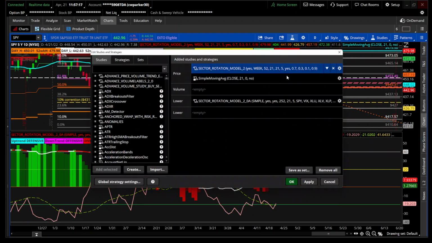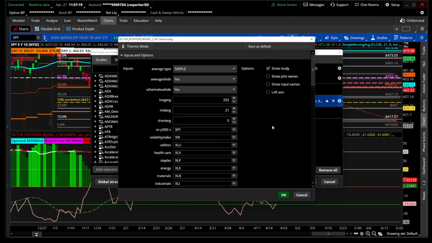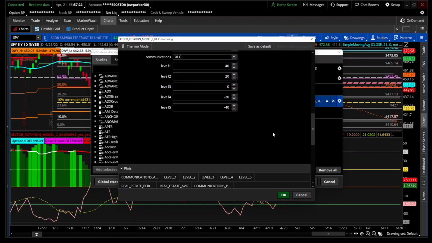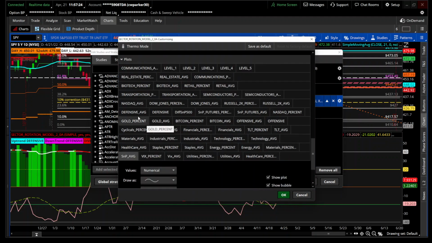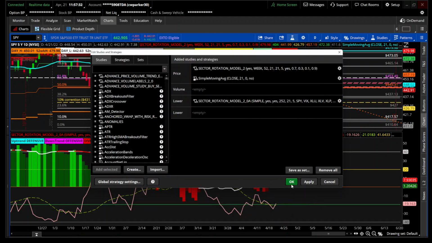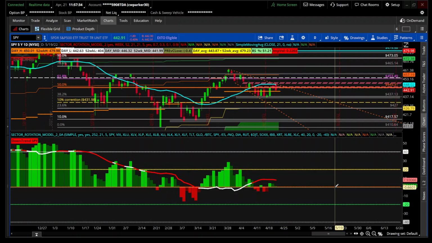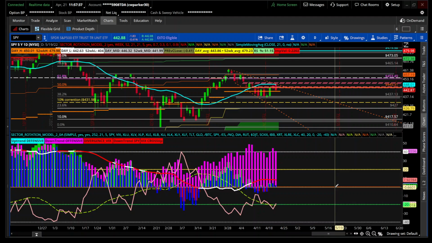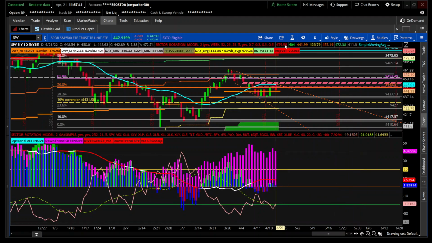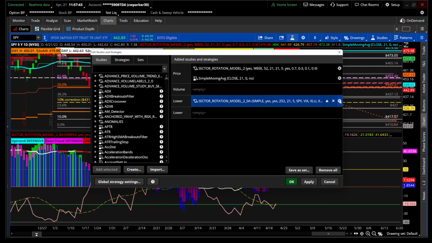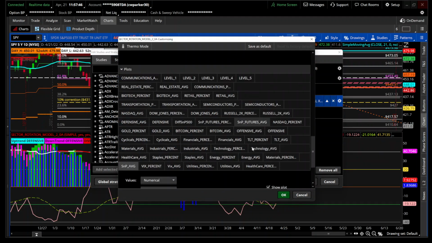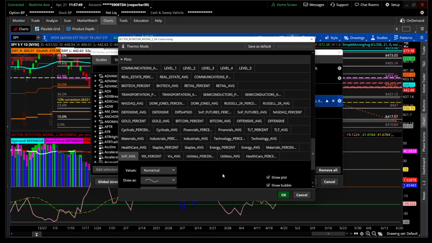So I'm going to put the defensive and the offensive back on. I'm not going to put their averages, just the defensive and the offense. And just like I said, this is like peeling back an onion, and it's giving you that visual representation of what's going on. And I'm going to take the VIX off.